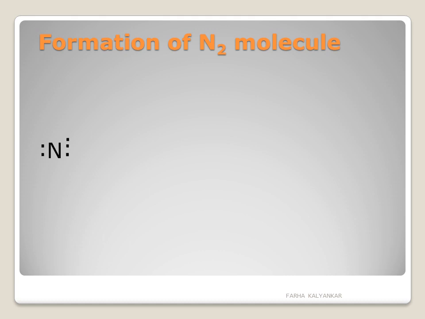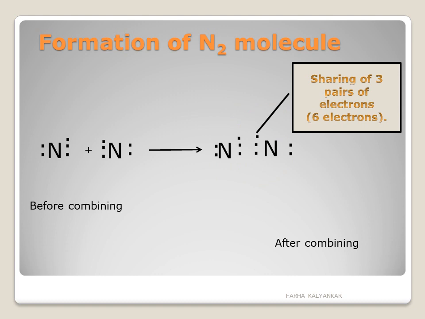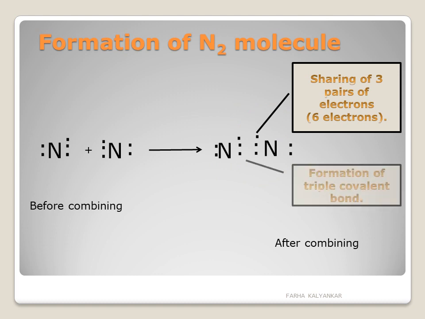Now before combining, I have two atoms of nitrogen ready to combine with each other, which after combining, each of these nitrogen atoms completes its octet by sharing 3 pairs of electrons, that is 6 electrons, leading to the formation of triple covalent bond between the two combining nitrogen atoms, ultimately leading to the formation of nitrogen molecule.